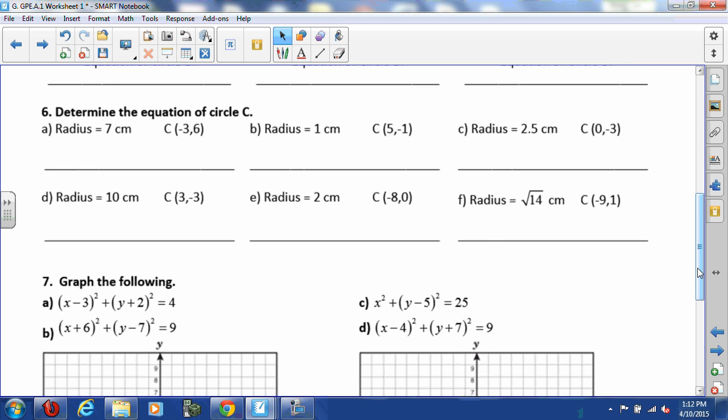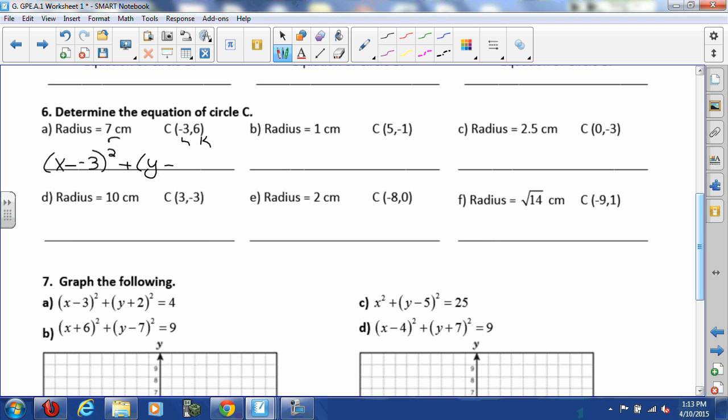Let's look at C. Determine the equation of the circle. This is nicer. They give you the center, they give you the radius. All you have to do is plug it into the formula. So this is R, this is H, this is K. So I'm going to plug in x minus, what's H? -3. Yeah, but I always, you can go ahead if you want. I go nice and slow.